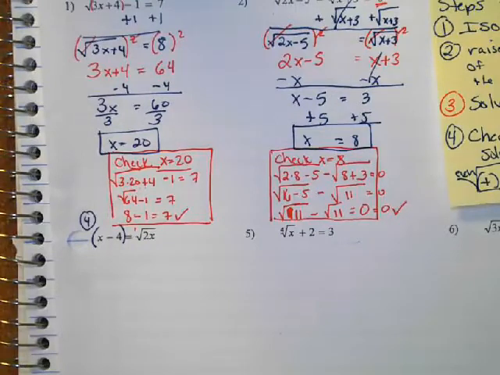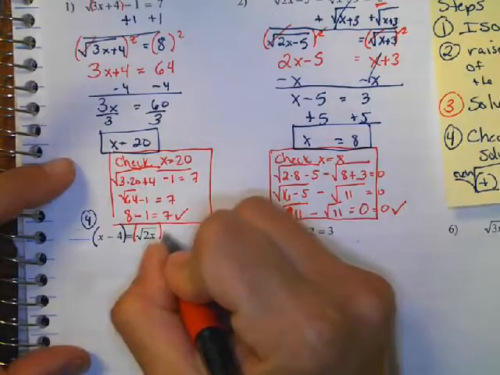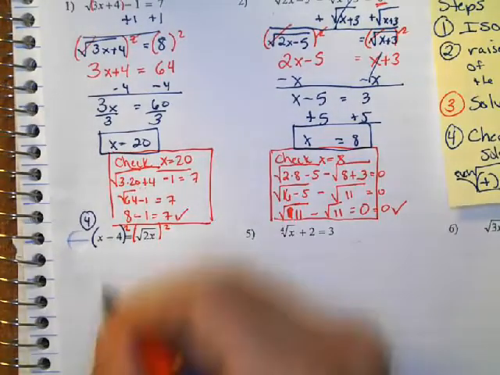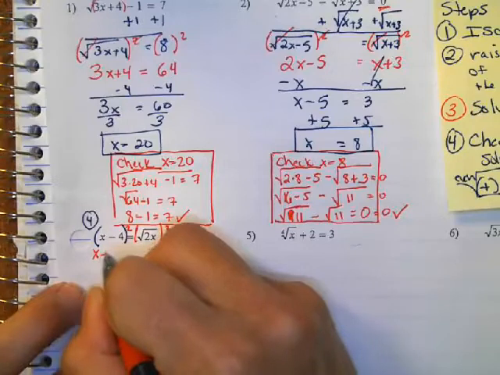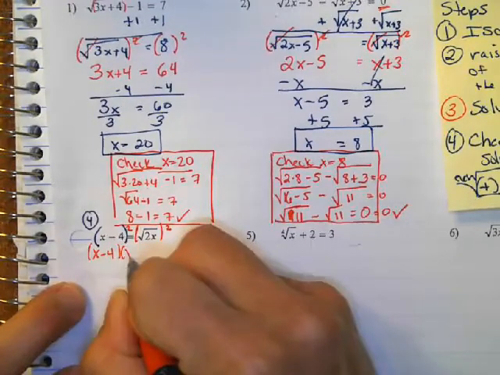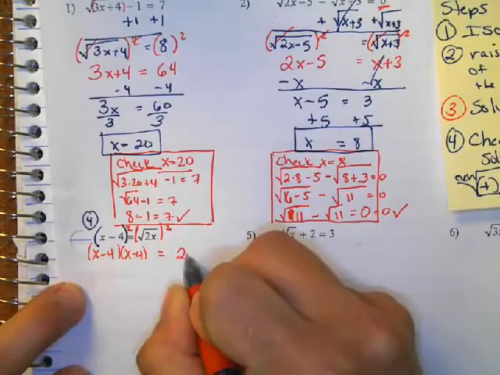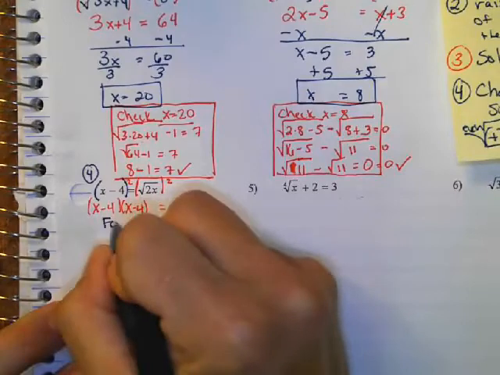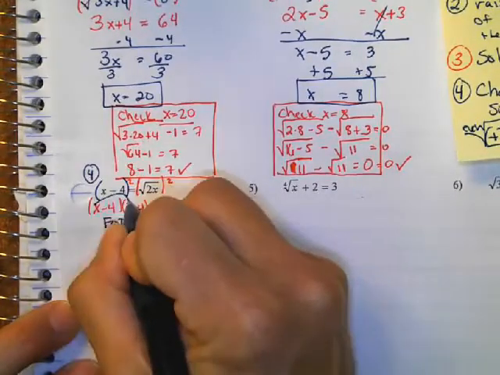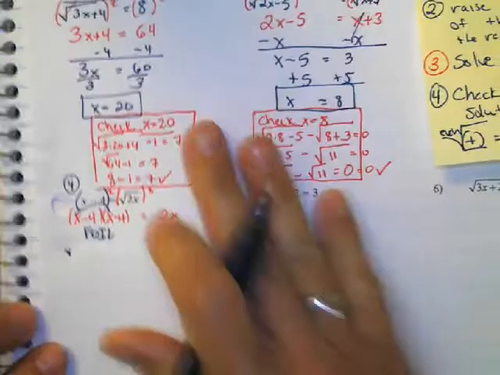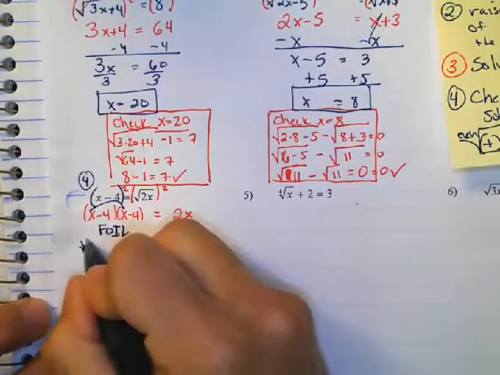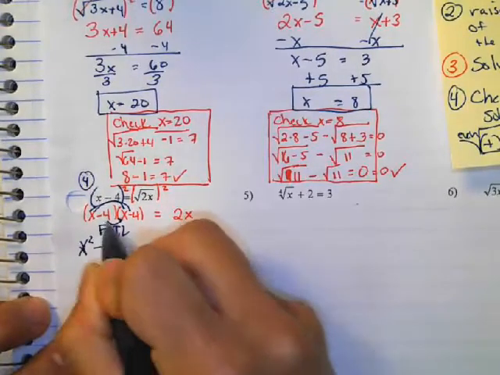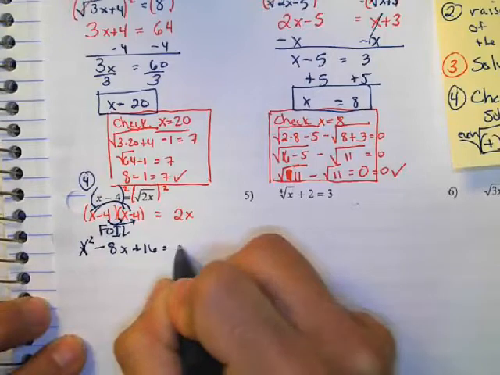So now I'm going to raise it to the power, and the reciprocal power of square root is squared. Now, unfortunately, when I do x minus 4 squared, that means it's x minus 4 times x minus 4, which means that I'm going to have to FOIL this. So right here, right now, I'm going to FOIL. I would get x squared, minus 4x, so minus 8x. Negative 4 times negative 4 is 16.